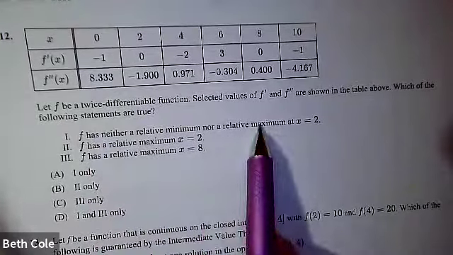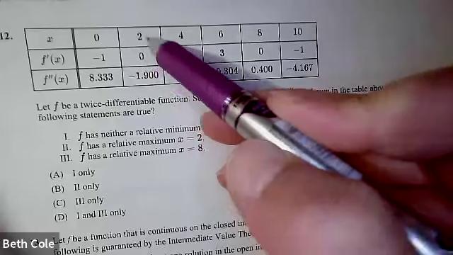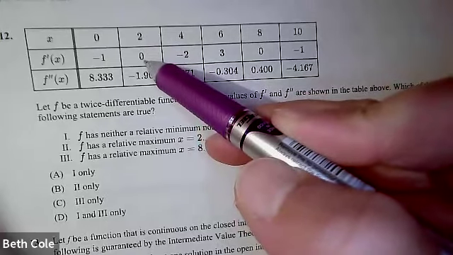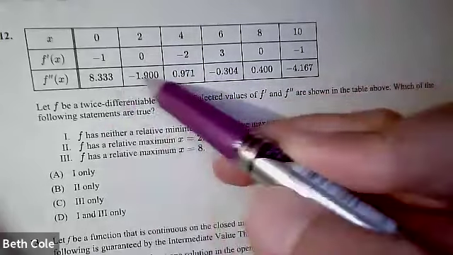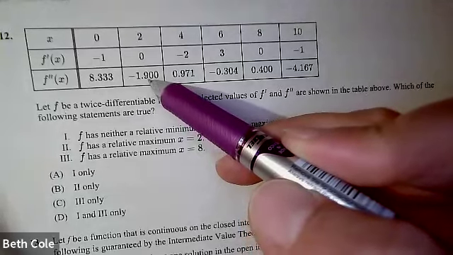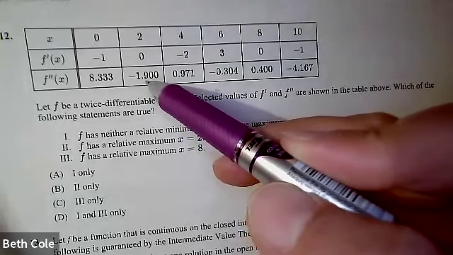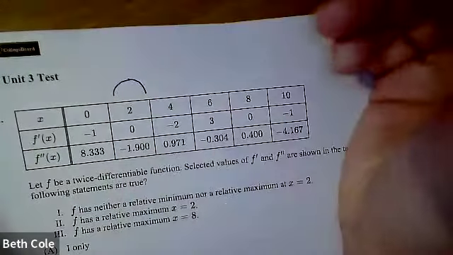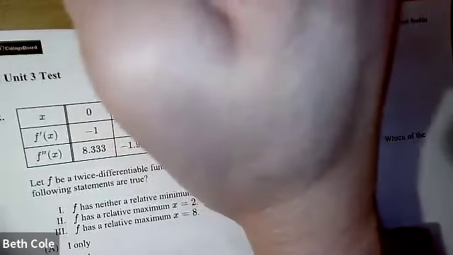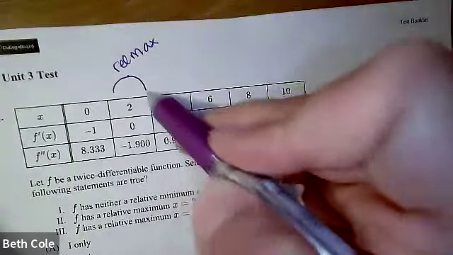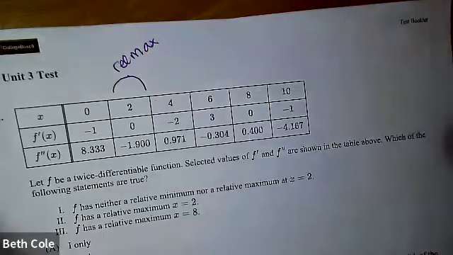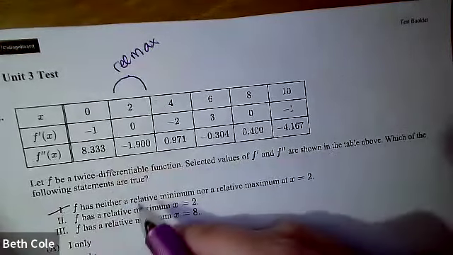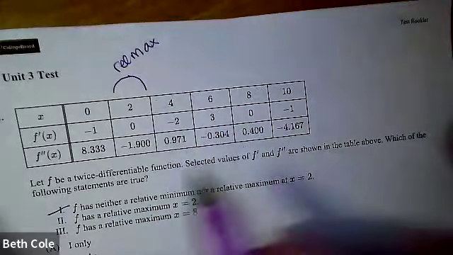F has neither a relative maximum or minimum at 2. Well, let's see. At 2, we have a critical point, so we could have a maximum or minimum. And our second derivative is negative. Don't get hung up on the fact that it's -1.9. Just negative will do. It could be -1,000,000. Negative means concave down. And so that means that that critical point is a relative maximum. And I always just draw a picture. Concave down, facing downwards, like a downwards parabola or like a frowny face. So that one's false. It says neither, but we would have a relative maximum there.